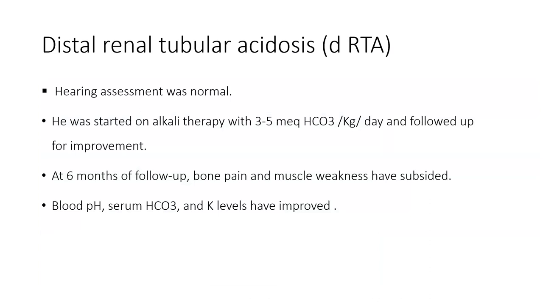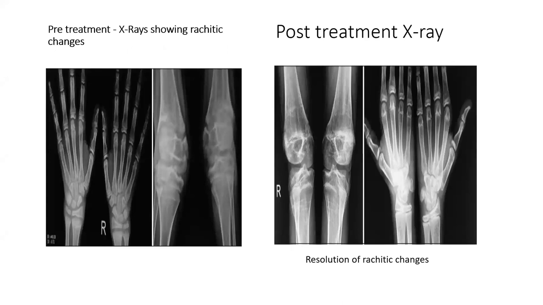Hearing screen was normal. He was started on alkali therapy with 3 to 5 milliequivalent per kg of bicarbonate per day, followed by follow-up visits. At 6 months of follow-up, bone pain and muscle weakness had subsided. Blood phosphate, serum bicarbonate and potassium levels had improved. In this case, we can see a clear-cut difference between the pre-treatment X-ray showing rachitic changes and the post-treatment X-ray showing resolution of rachitic changes.